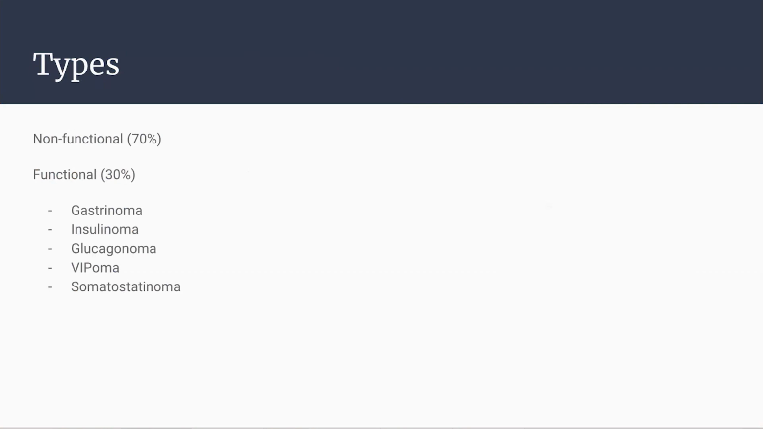VIPomas, in these types of tumors, patients get diarrhea. These are diagnosed by plasma VIP levels greater than 1,000. Lastly, somatostatinomas. Somatostatin is known as the great inhibitor, and therefore these tumors suppress lots of GI hormones. This can lead to glucose intolerance, steatorrhea, hypochlorhydria. It can also cause gallstone formation due to biliary stasis. Elevated levels of serum somatostatin are found.